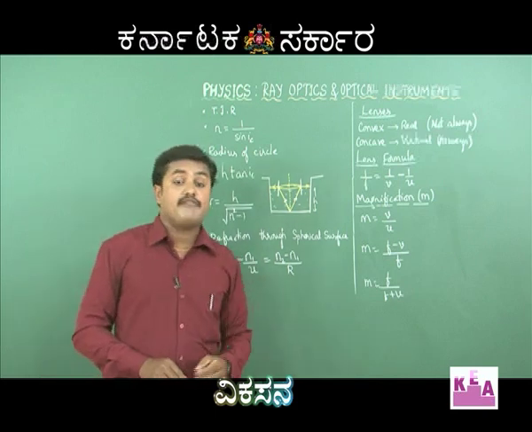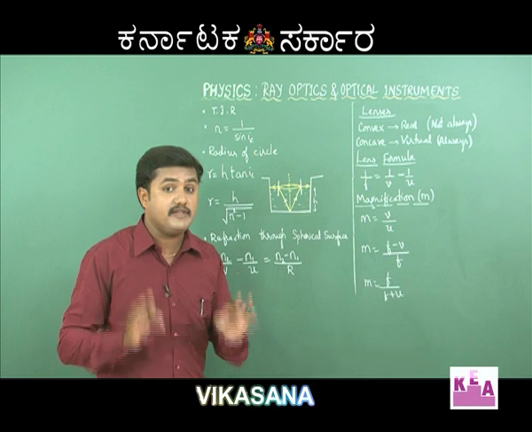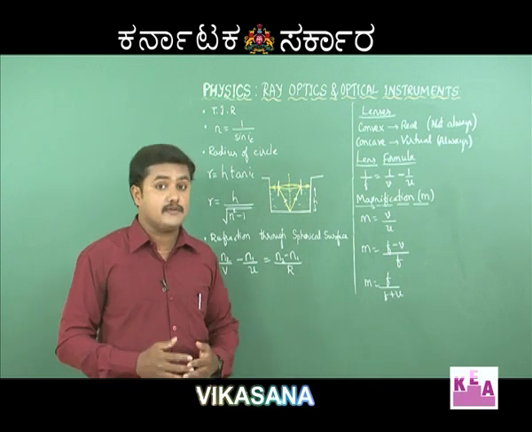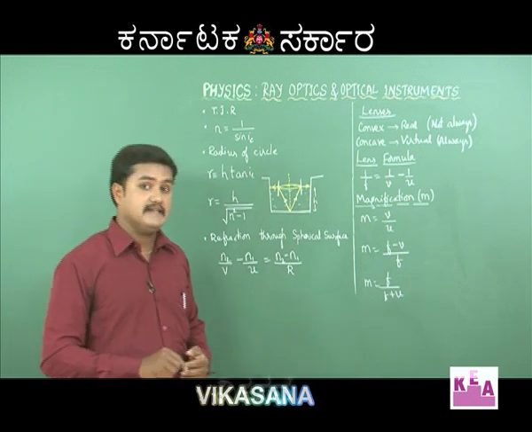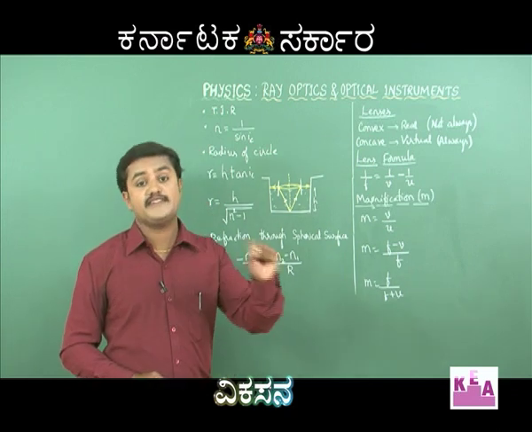Then refraction through spherical surfaces, there is only one formula which is very important for all the cases of refraction through spherical surface. It is given by n2 by v minus n1 by u is equal to (n2 minus n1) by R.